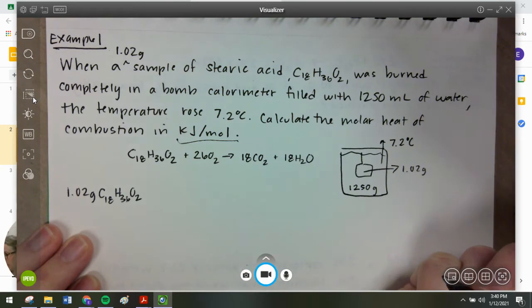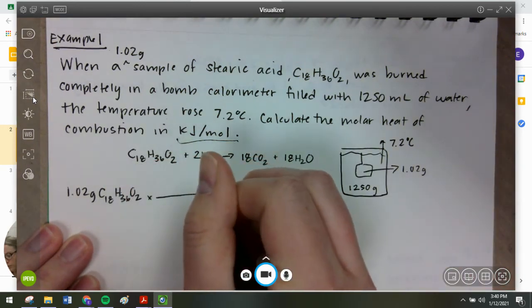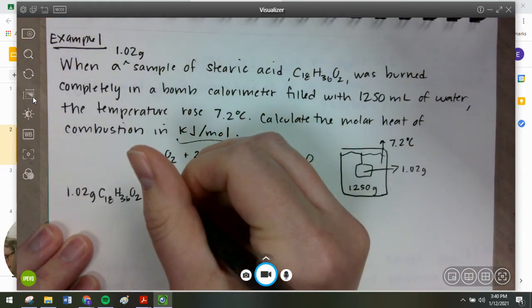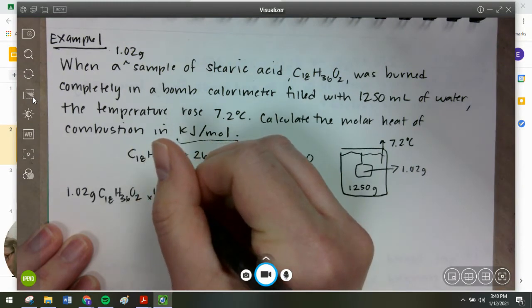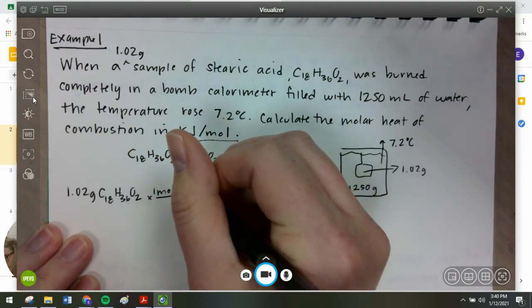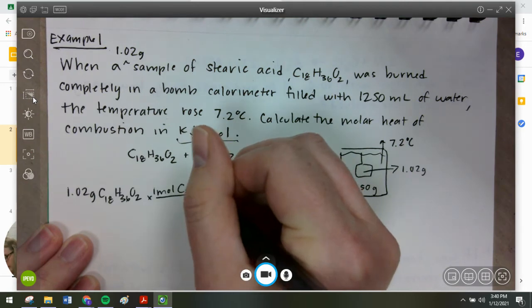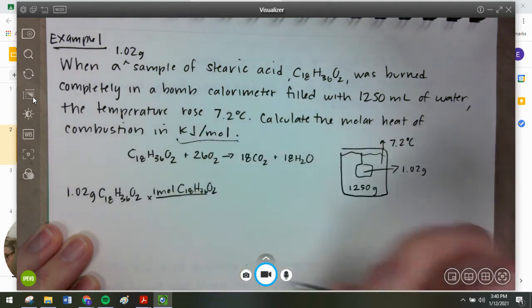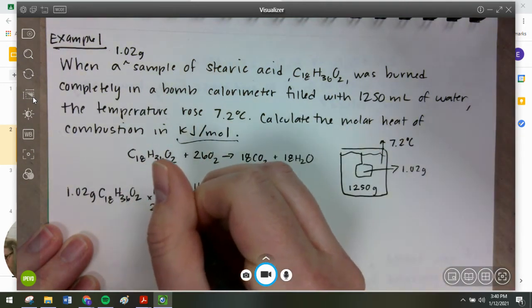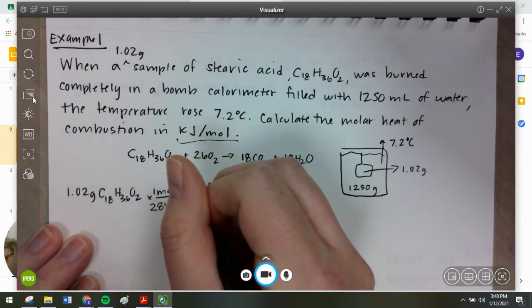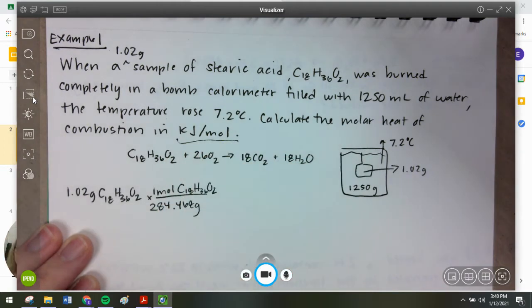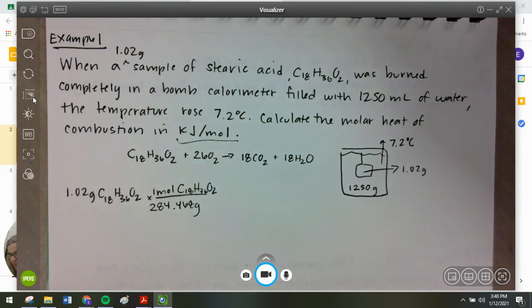Beefy. It's a big one. When you calculate the molar mass for that whole thing, it is over 200 grams. So if we set up our conversion to moles, 1 mole of C18H36O2 is equal to a whopping 284.468 grams. So it's large and in charge there.